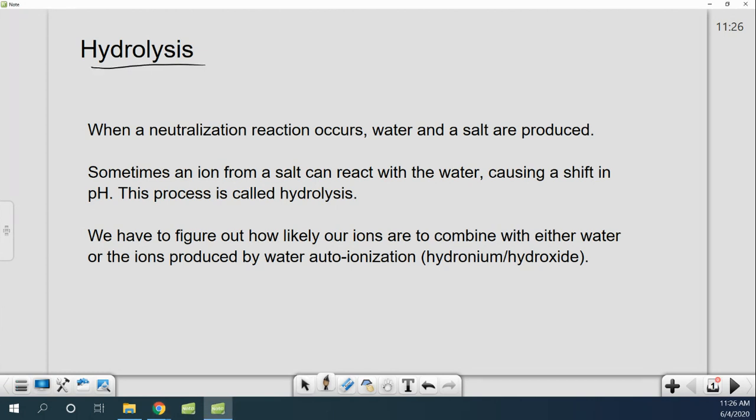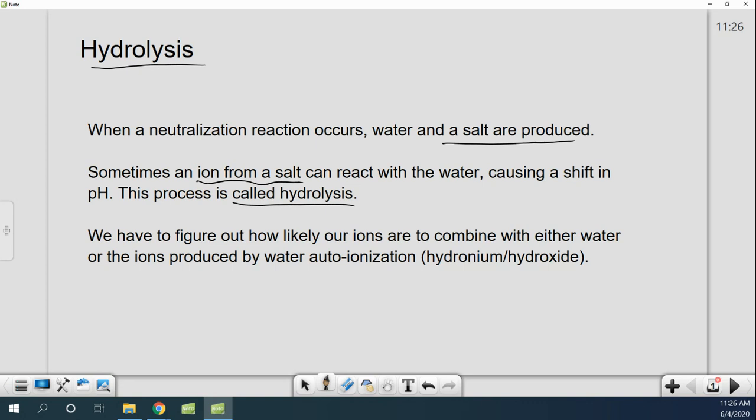So basically what this means, well, let's bring it back a little bit. When a neutralization reaction occurs, you get water plus a salt, right? That's grade 9 science here. However, we're going to look at this a little differently. Sometimes an ion from the salt could react with the water itself, causing a shift in pH. That process is called hydrolysis.